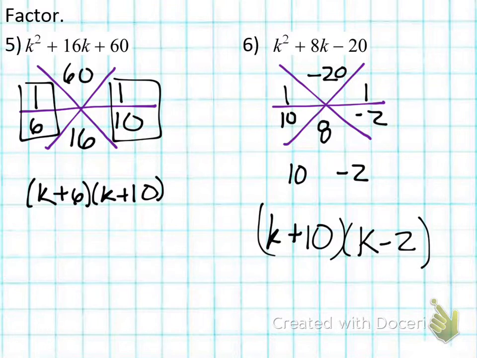The positive 10 and negative 2 multiply to negative 20. When I add them together, I get 8. And back to number 5, 6 times 10 is 60, and 6 plus 10 is 16. So those are what I want there.